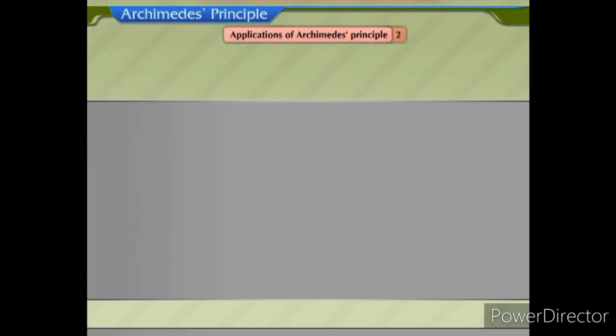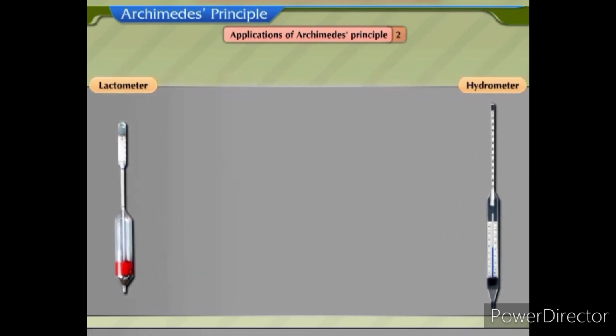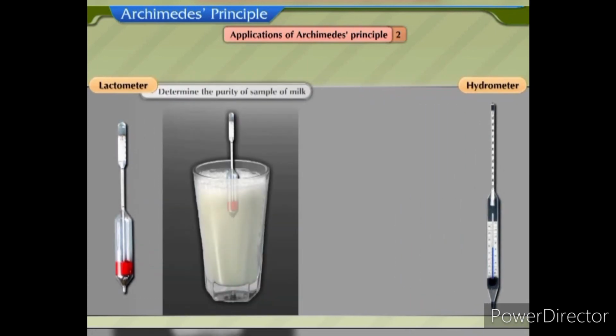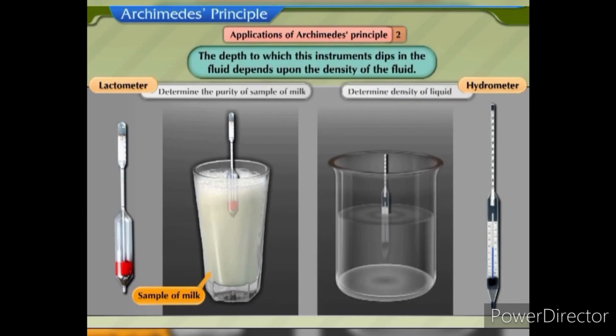2. Various instruments like lactometer and hydrometer are based on this principle. Lactometer is a device used to determine the purity of a sample of milk, while hydrometer is used to determine the density of a liquid. The depth to which these instruments dip in the fluid depends on the density of the fluid. Let us do a quick check.